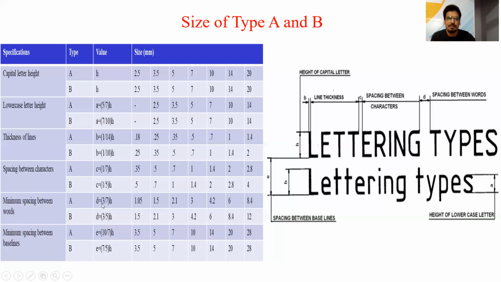Minimum spacing between the words, for type A, is given by D equals 3/7H. For type B, D equals 3/5H. Minimum spacing between baselines, that is, between this and this, is given by E equals 10/7H for type A, and for type B letters, E equals 7/5H.